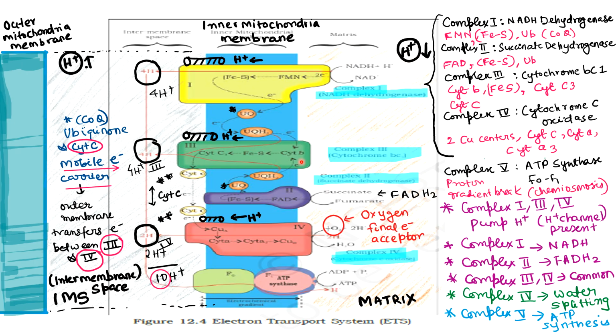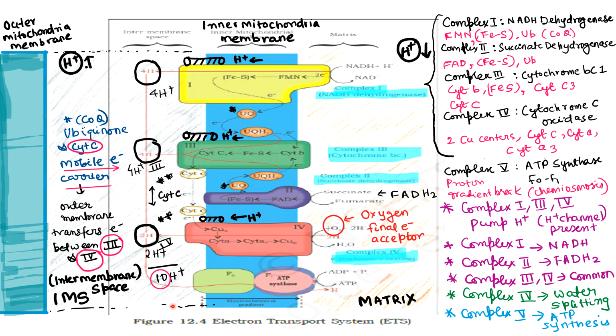So as it gives the electrons to complex 3, complex 3 has a proton channel in it, so it can pump 4 protons from the matrix towards the IMS. Similarly, in complex 4, 2 are being used to reduce the atomic oxygen. So 2 protons are pumped to the inner membrane space. So FADH2 in total is generating 6 protons. Is that clear? It is a very important concept. I hope you are clear with it.